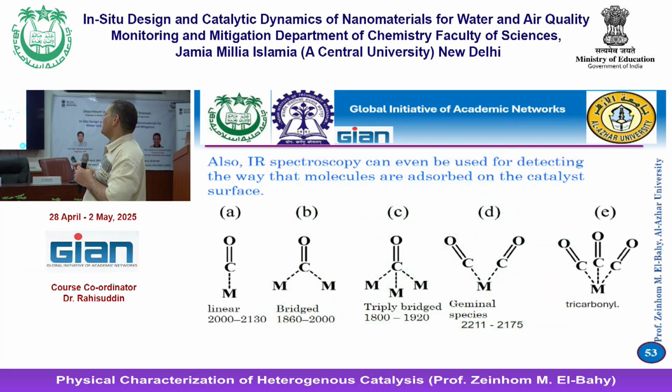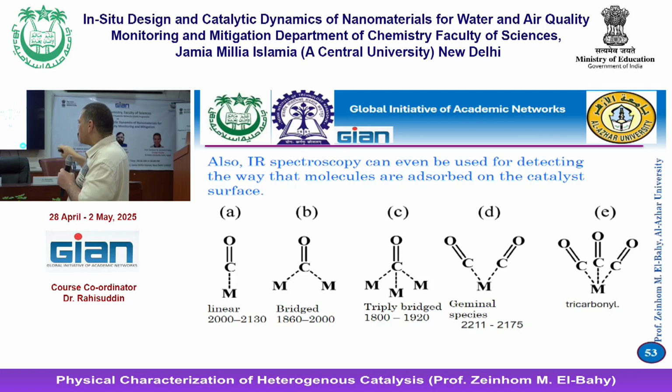For IR, if you make absorption on CO, for example, and you get a line or a peak from 2000 to this range, this means that you have linear CO on a metal like platinum or copper. Of course, there is a slight difference between each metal and the other. And if you have bridged, meaning CO is absorbed to two metals, or triple bridged, three metal atoms like this, this means that you have condensed or not distributed.